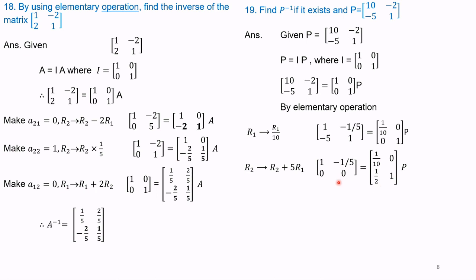Now we see in the second row both the elements are 0, 0 and 0. Hence, we have all zeros in the second row of the left hand side matrix. Therefore, P inverse does not exist. This is the answer. So, we have found that P inverse does not exist.